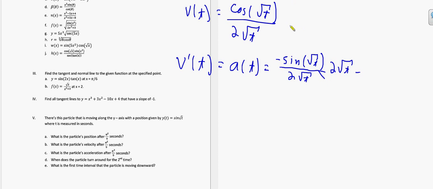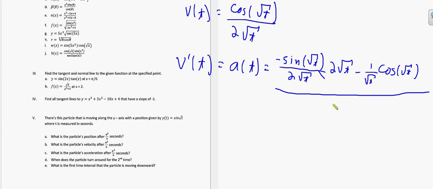Minus something, oh yeah, the derivative of the bottom. The derivative of the bottom is square root, so we're going to multiply by half, which cancels that to the negative 1/2, so it's really 1 over square root t when you derive that, and then you multiply by the top, which is cosine root t. And all of this is going to be over the bottom squared, which is 4t.